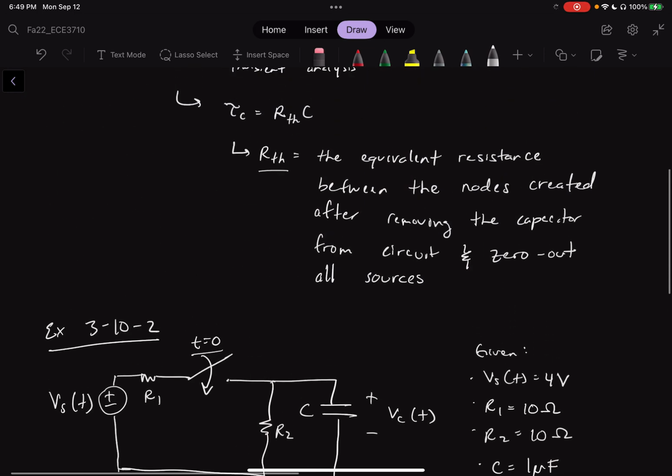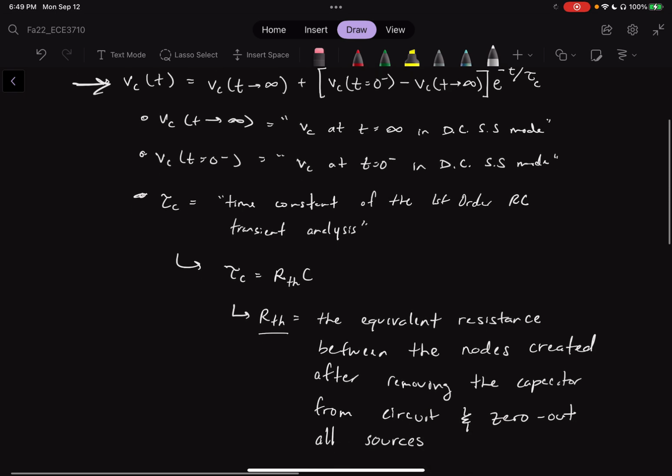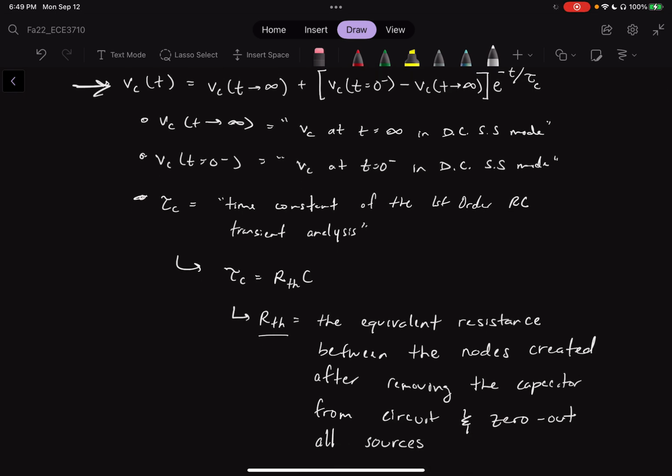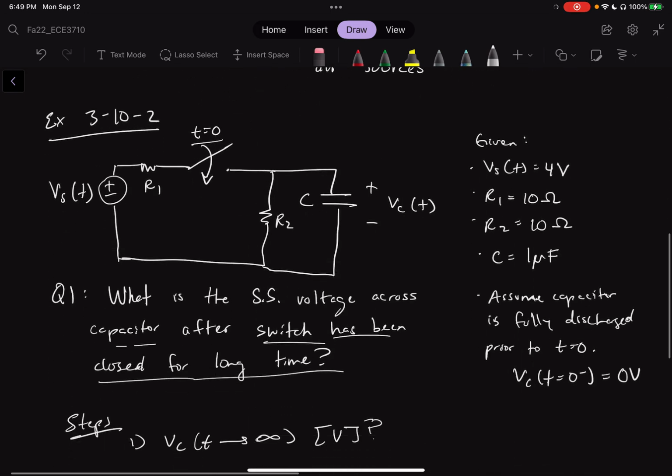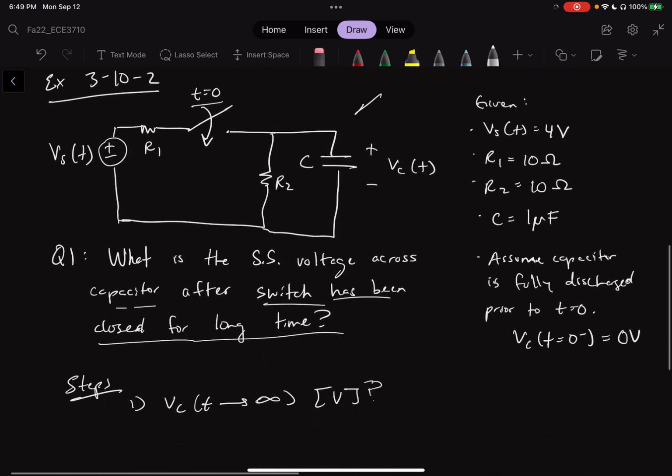How do we do that? I just want to go back real quick to my notes from earlier. Vc of t approaching infinity is the voltage of the capacitor at t equal to infinity in DC steady state mode. So we have to redraw this circuit at t equal to infinity, or t approaching infinity, and we have to assume DC steady state mode. So let's do that.